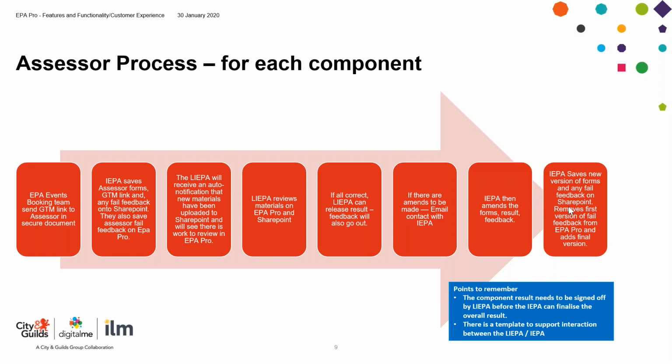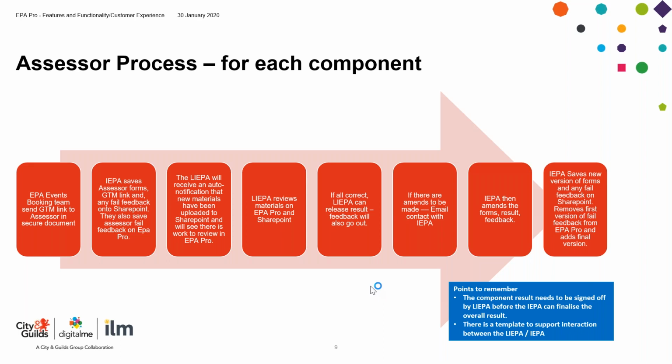They would save the new version of the forms on SharePoint and EPA Pro, and on EPA Pro they would remove the first version of failed feedback if it's relevant and add the final version. So we talked about that last week, but that just gives you a bit more detail into the role of the LIEPA in this process. A couple of key points to remember.